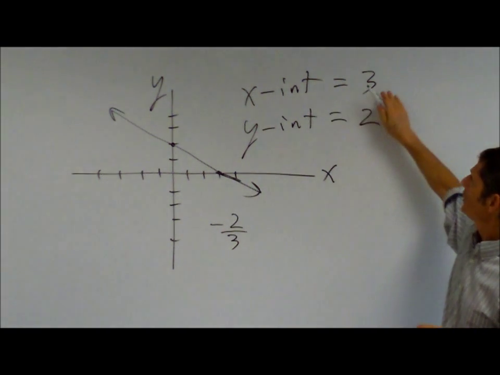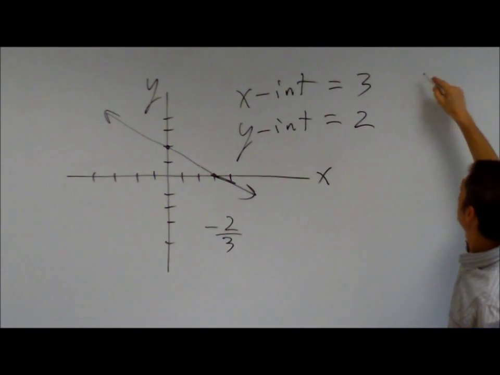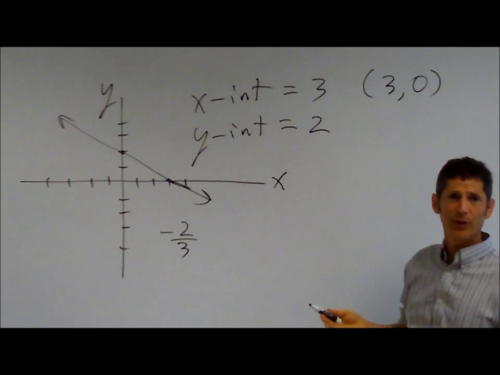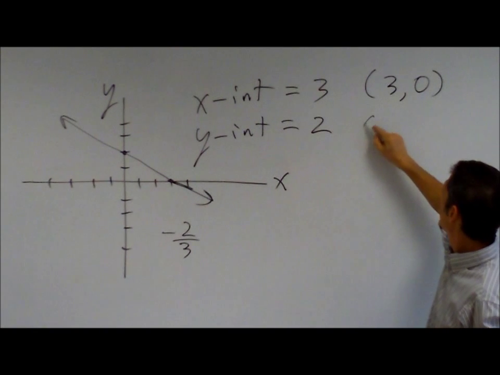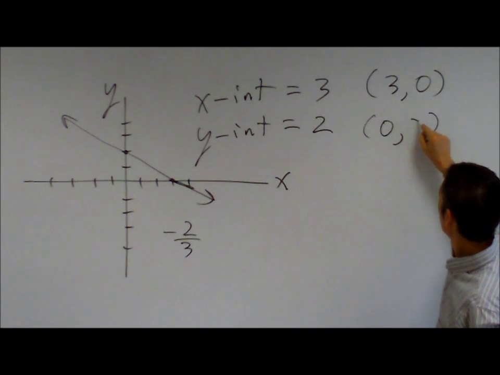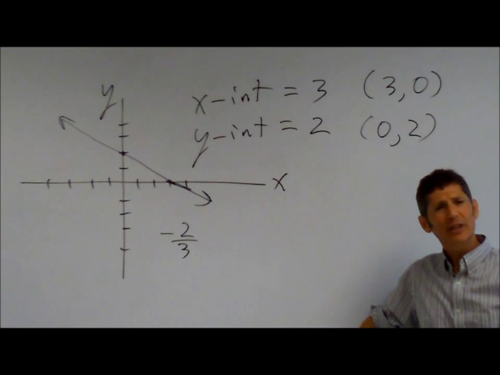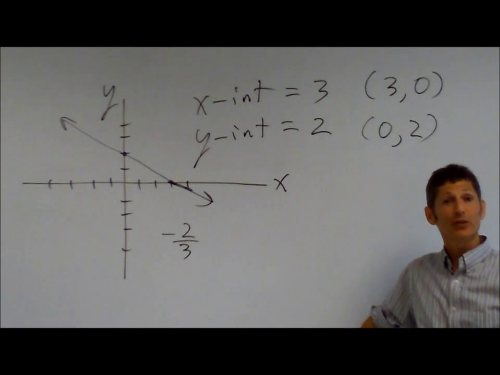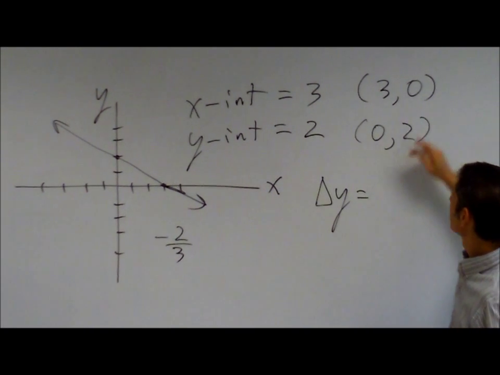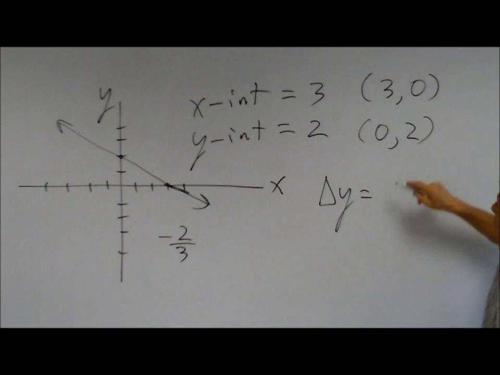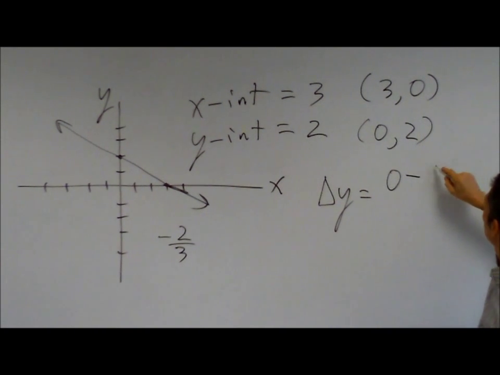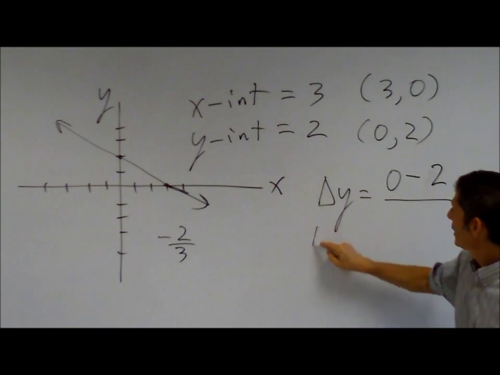So if the x-intercept is 3, I know this point right here is the point (3, 0). The y-intercept is 2, so I know this is the point where x is 0 and y is 2. Now I'm going to do exactly what you did, Ms. Stewart. I'm going to find the slope, which is change in y over change in x. My change in y is 0 minus 2.